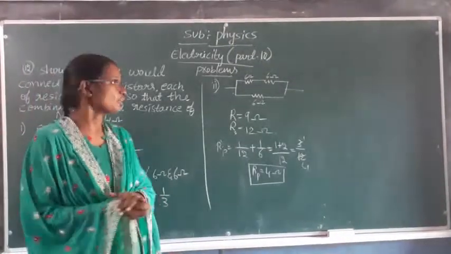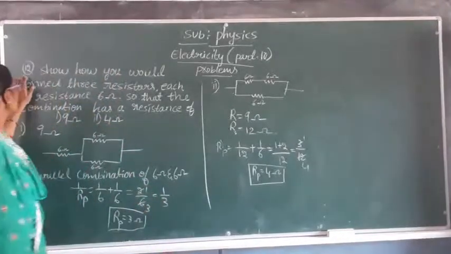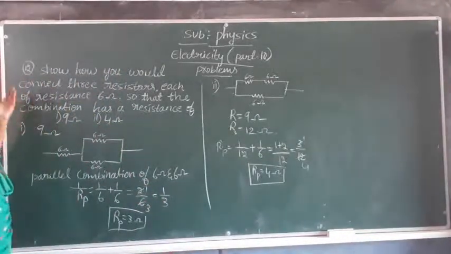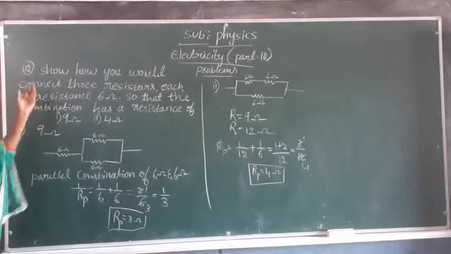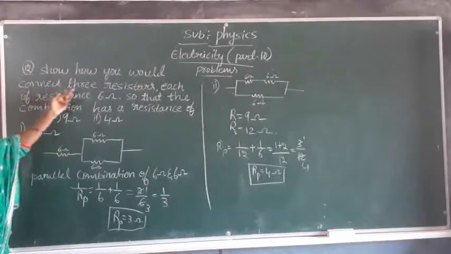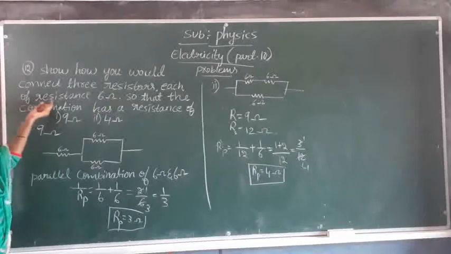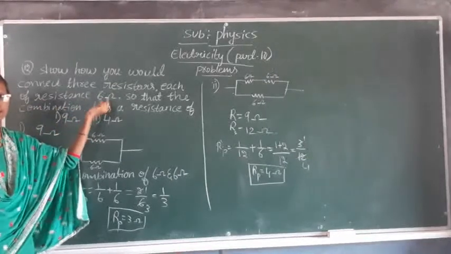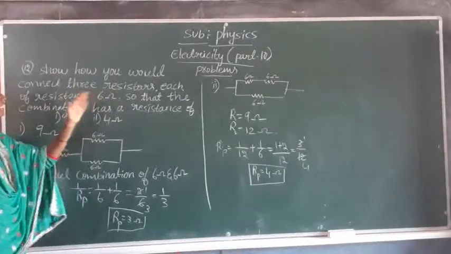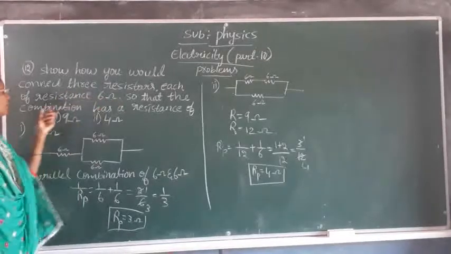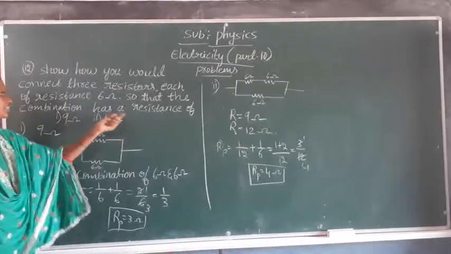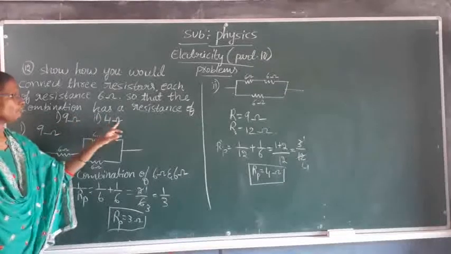Last class we discussed the 11th problem. Let us continue with the next one, the 12th. Show how you would connect 3 resistors, each of resistance 6 ohm. So here 3 resistors are there, each having 6 ohm, so that the combination has a resistance of 9 ohm and 4 ohm.